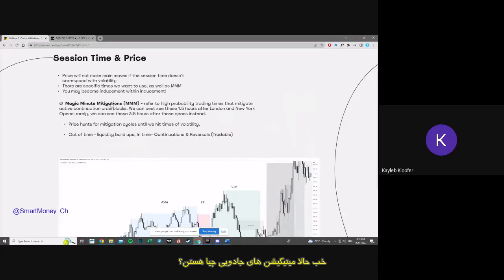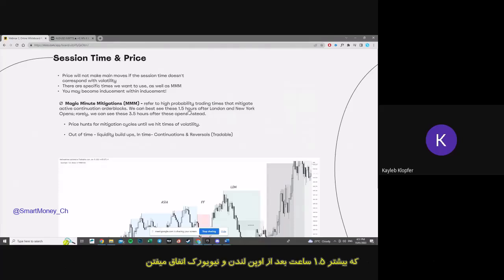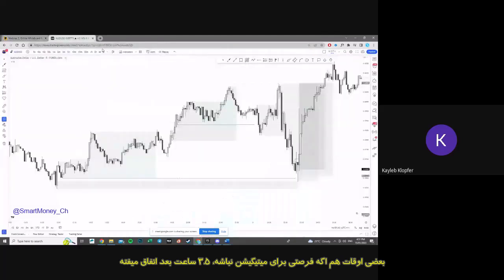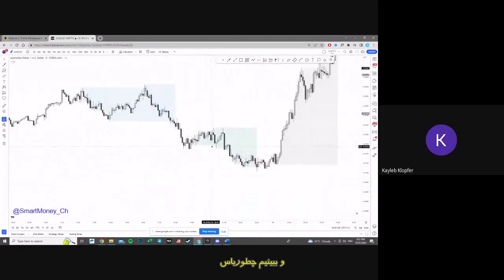Now, magic mitigations, what are they? They refer to high probability algorithmic trading times that mitigate continuation order blocks. We can see these best 1.5 hours after London and New York opens, sometimes 3.5 hours after, if we don't have that opportunity to mitigate. So let's just apply this straight to live charts. Let's have a look at what's happening.